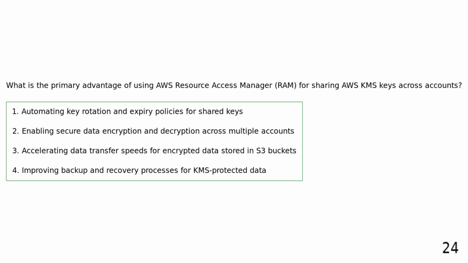What is the primary advantage of using AWS Resource Access Manager for sharing AWS Key Management Service keys across accounts? Automating key rotation and expiry policies for shared keys. Enabling secure data encryption and decryption across multiple accounts. Accelerating data transfer speeds for encrypted data stored in S3 buckets. Improving backup and recovery processes for key management service protected data.